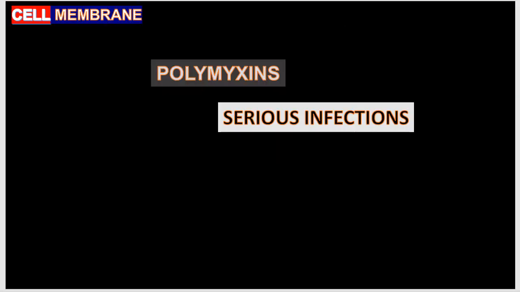Intravenously, the drug is used for very serious infections not responding to other therapies, like bacteremia, burns, endocarditis, meningitis, ventriculitis, bone and joint infections, cellulitis, cystic fibrosis. So only for serious infections not responding to other treatment do we use polymyxins like colistin.